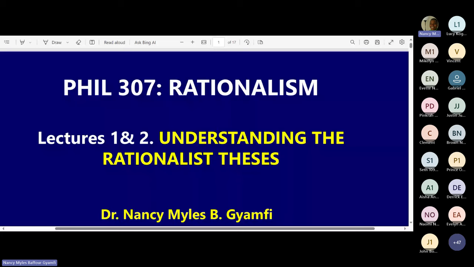But the core discussion of today's topic is what are the various ways, the various theses, the various tenets that ground what we call rationalism. So think of the Christian religion, for example. If you see a lady in the hijab, you might think that that is a good sign, for example, that that person belongs to the Islamic religion or practices the Islamic religion.